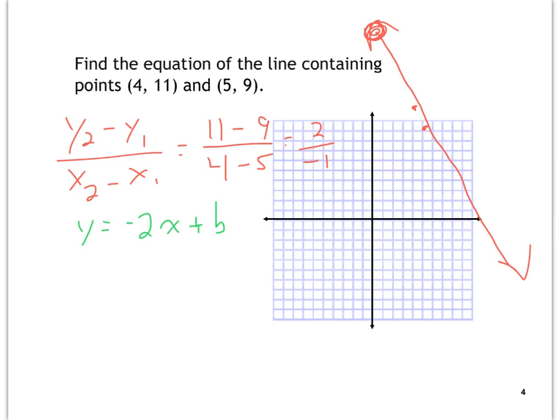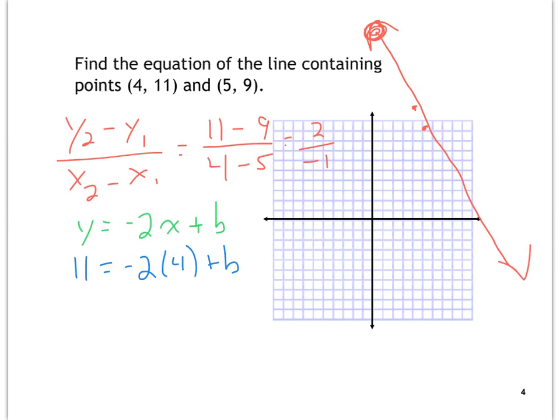You do whatever is easiest. Let's do the first one, 4 comma 11. So we're going to take our 11 and plug it in for y. So I'll do that in blue. 11 is equal to negative 2 times x. Well, x is 4 plus b. We're going to solve this for b to get my y-intercept.